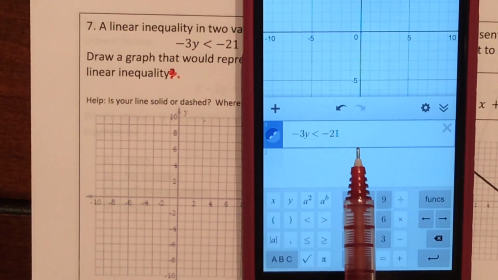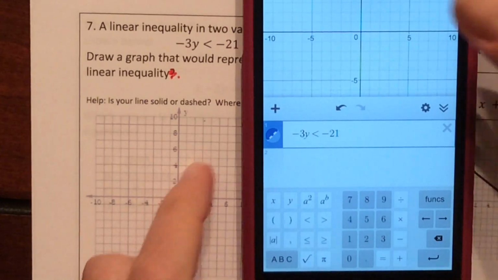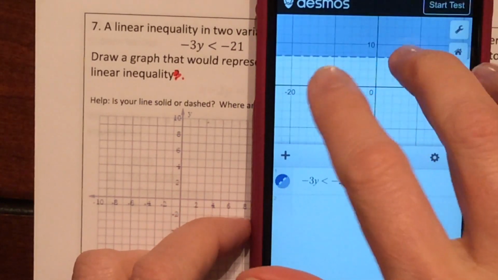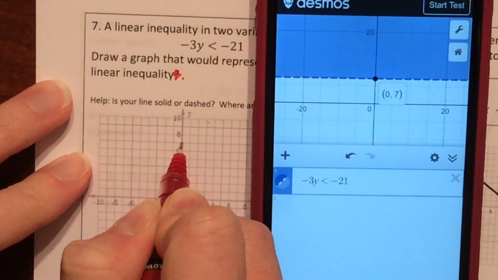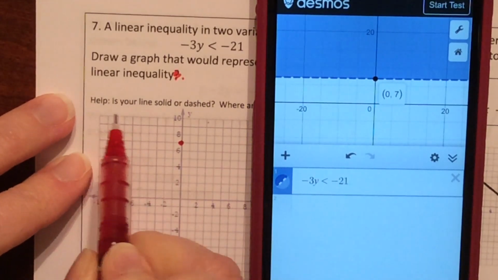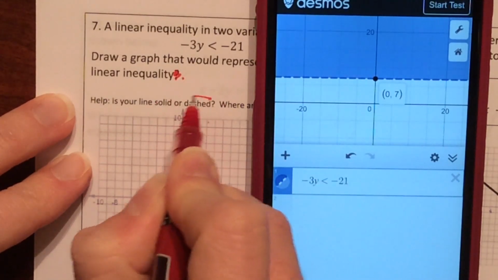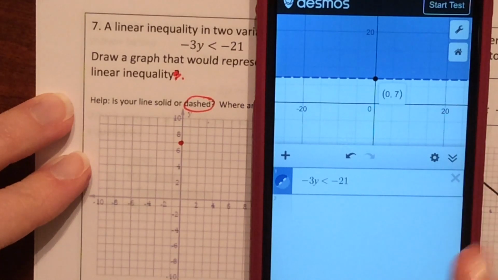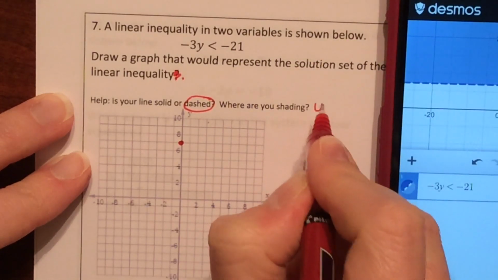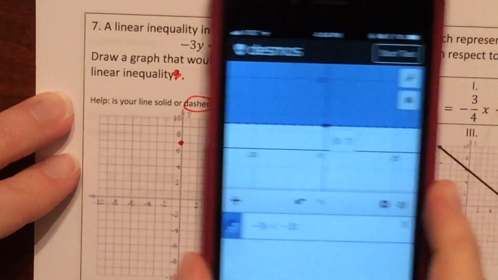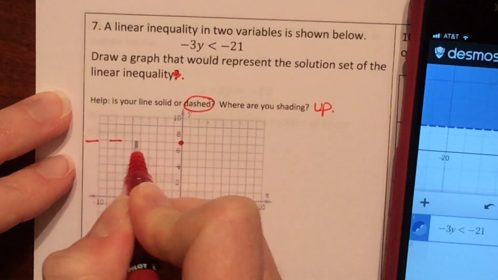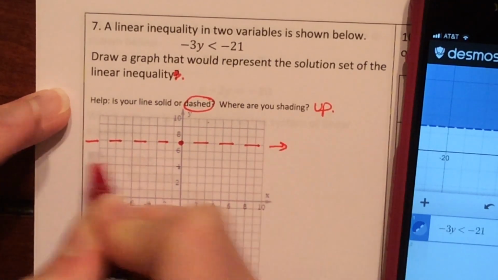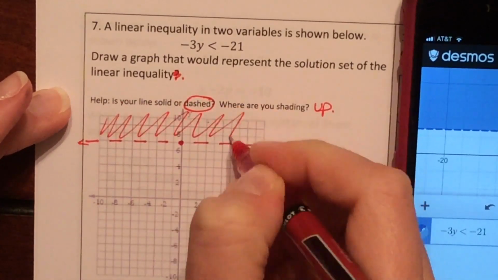Now this number is pretty big and I don't see anything on my screen. So what I'm going to do is I'm just going to push, pull, drag until we actually see a graph. Until we see something happening. We're going to go look for it. And this is crossing at 0, 7. So on your graph you can do the same thing, 0, 7. Is your line solid or dashed? It's dashed, so we look for the choice, if there is one, that has dashes. And where are we shading? We've shaded up. So this is a horizontal line. It's going left to right, so we're going to draw our line with dashes. And then we're going to shade up.